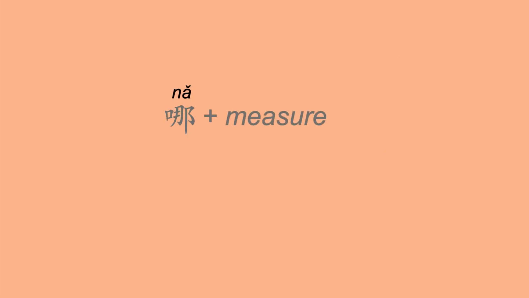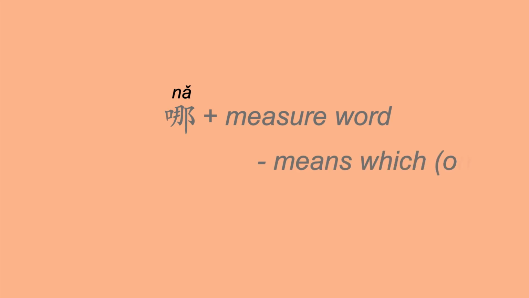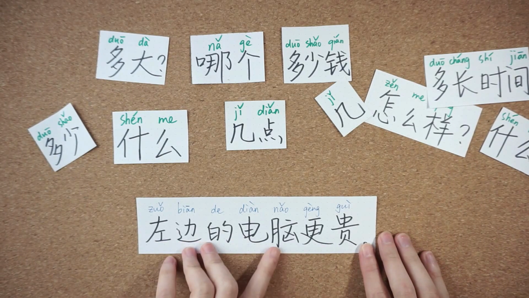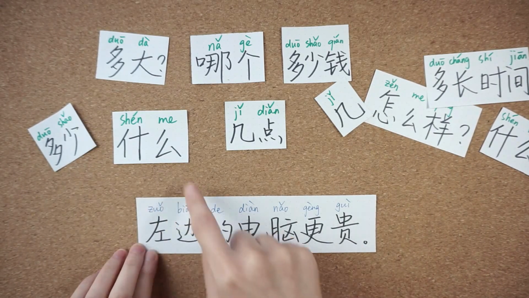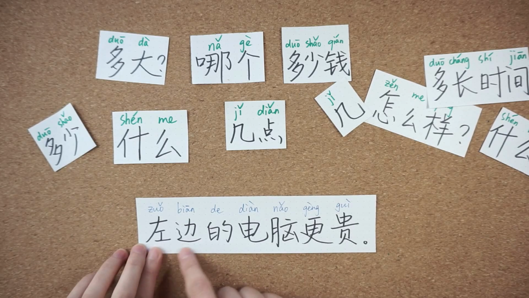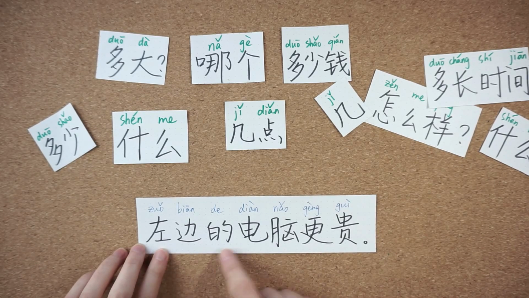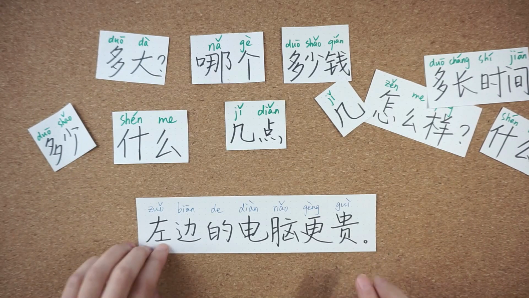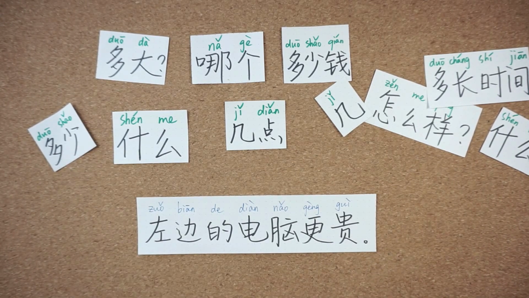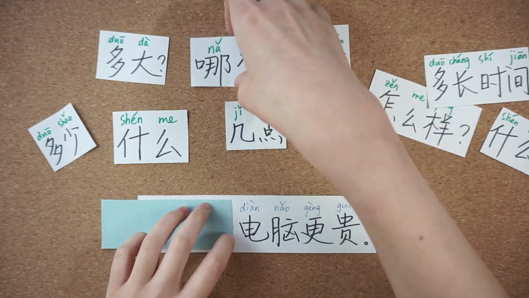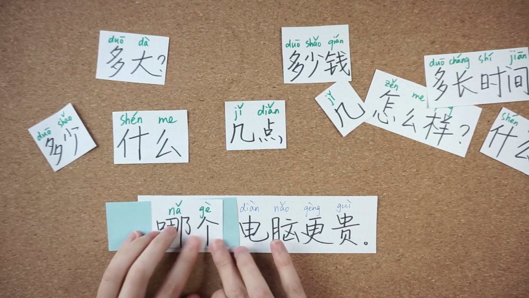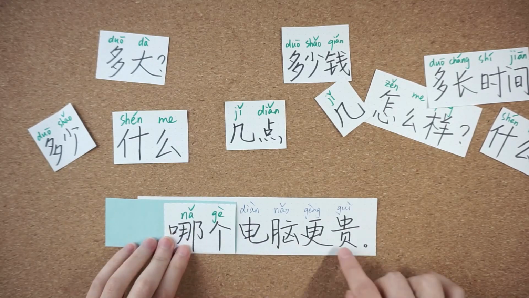One character 哪 is followed by a measure word. 哪 means which. 左边的电脑更贵。更 means more. 贵, expensive. We consider 左边 as a description for 电脑。左边的电脑, the computer on the left is more expensive. Now I want to ask which computer is more expensive. I need to replace 左边的 with 哪个, which computer is more expensive.